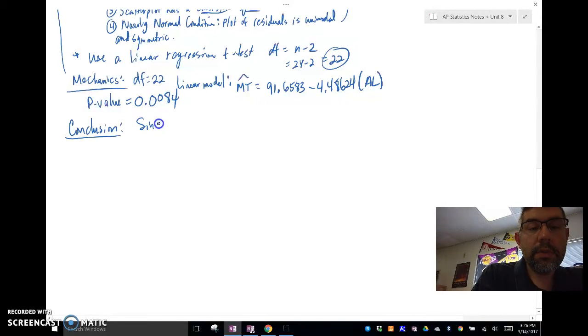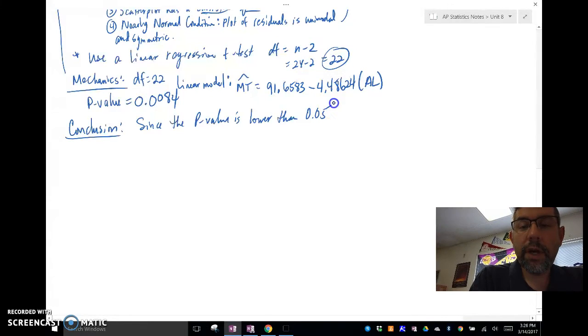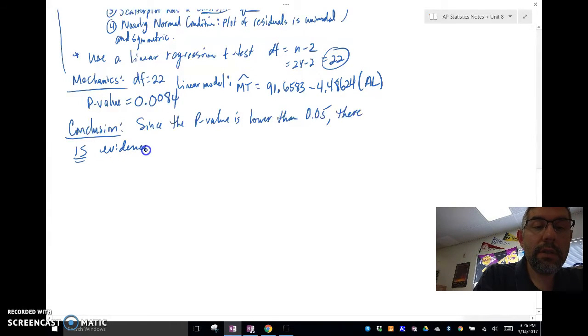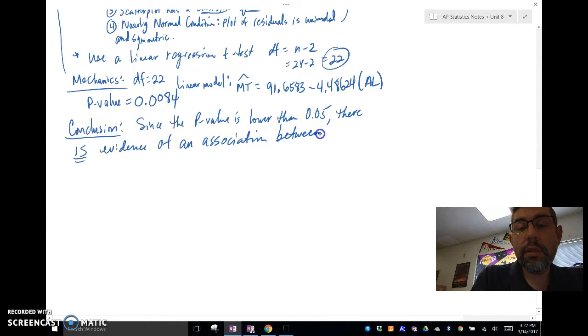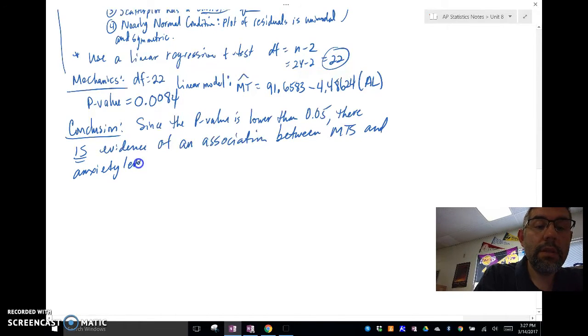Okay, so from there we can write our conclusion. Since the p-value is lower than 0.05, there is evidence of an association between math test score and anxiety level.